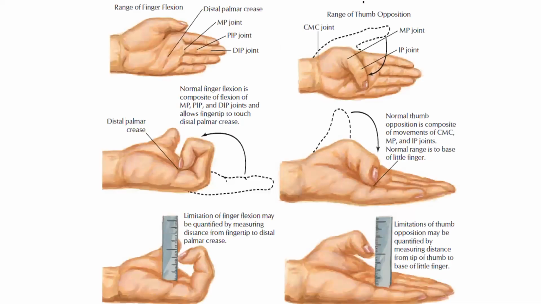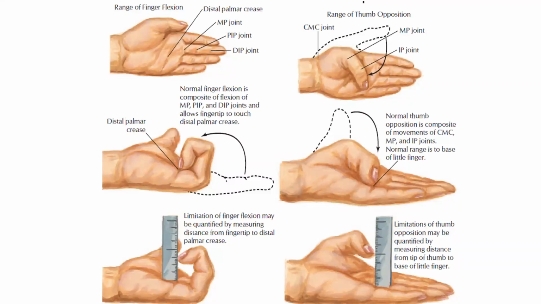Like this, showing you how normal thumb opposition looks on the middle diagram on the right side. You can see opposition is a composite of movement of the carpometacarpal, metacarpophalangeal, and interphalangeal joints. The normal range is to the base of the little finger. Limitation of thumb opposition may be quantified by measuring the distance from the tip of the thumb to the base of the little finger.